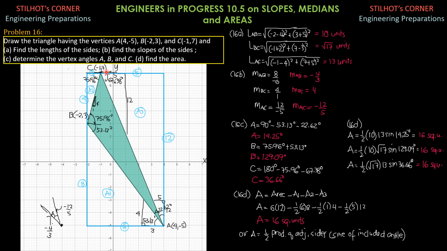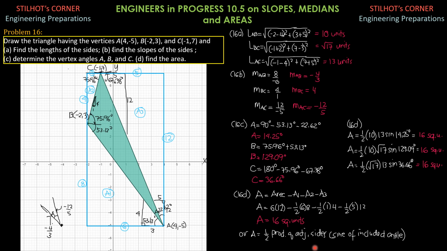And the height is 7 minus negative 5, so that's also 12. So the area of the triangle is the area of the rectangle minus area 1 minus area 2 minus area 3. Area of the rectangle is 6 by 12, minus area 1, one half of 6 times 8, minus area 2, one half of 1 times 4, minus area 3, one half of 5 times 12. So computing, the area is 16 square units.